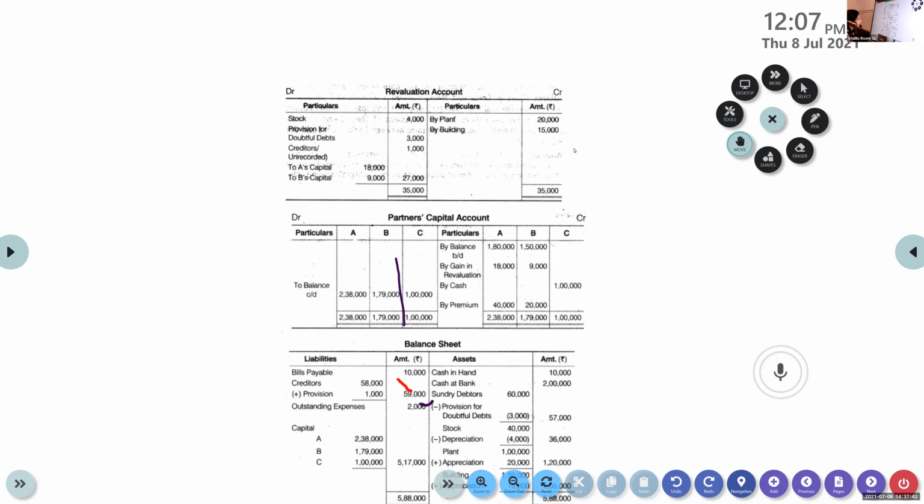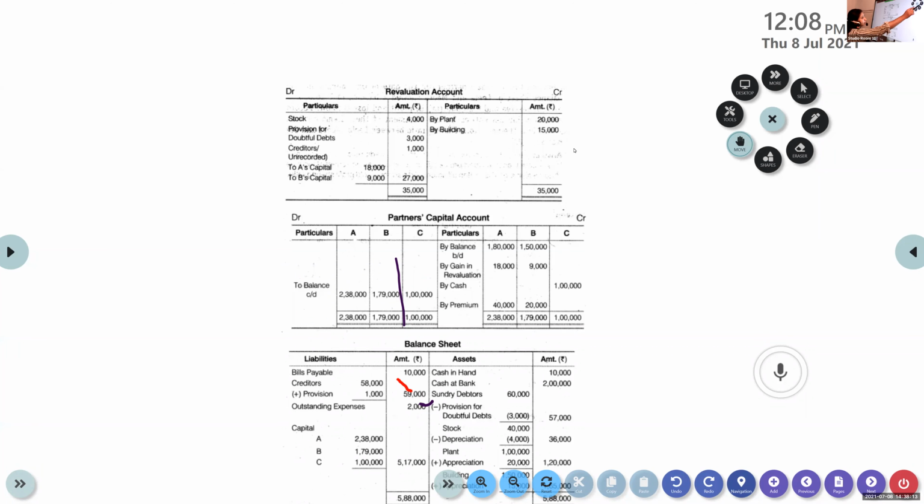When there is an increase in the value of an asset, it is shown on the credit side, and a decrease in the asset or increase in liability is shown on the debit side. What kind of an account is a revaluation account? Nominal account. Revaluation account is a nominal account. That means debit all expenses and losses, credit all incomes and gains.